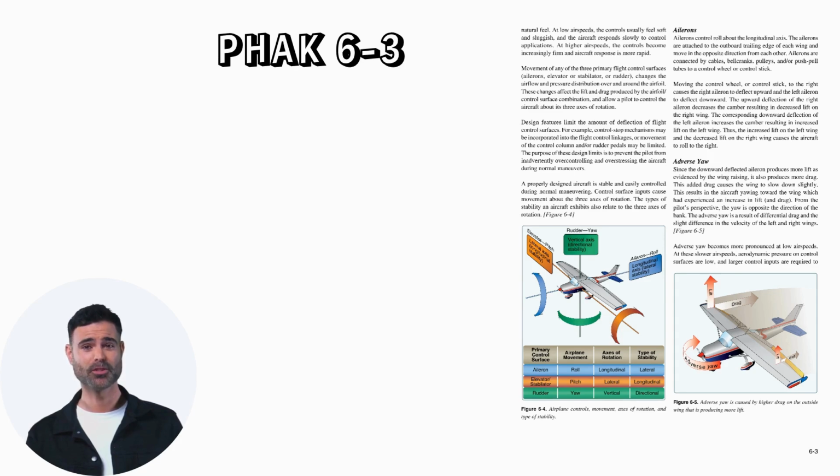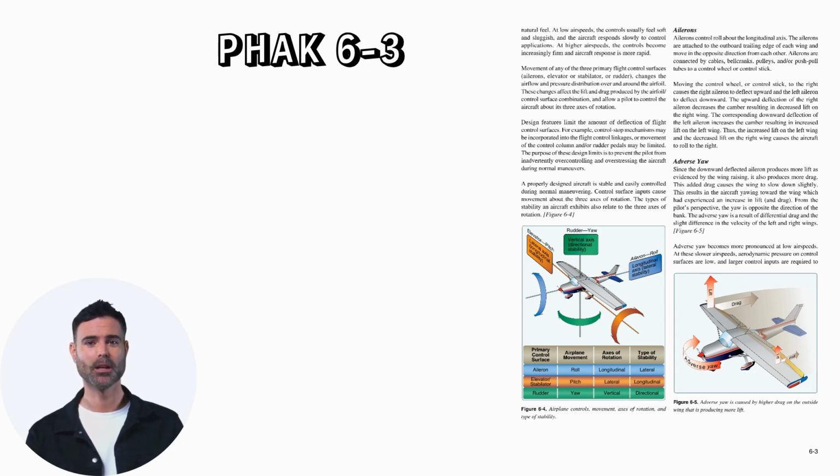Adverse yaw. Since the downward deflected aileron produces more lift, as evidenced by the wing raising, it also produces more drag. This added drag causes the wing to slow down slightly. This results in the aircraft yawing toward the wing which had experienced an increase in lift and drag. From the pilot's perspective, the yaw is opposite the direction of the bank.